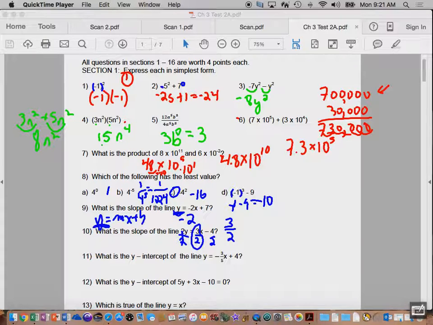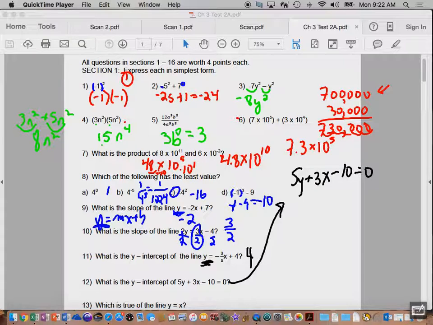What is the y-intercept? This one is in y equals form. Since it is in y equals form, I just put the number at the end. It's 4. The next one says, what's the y-intercept? I'm going to come up here and write 5y plus 3x minus 10 equals 0.